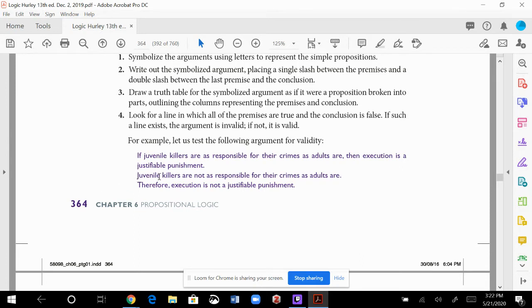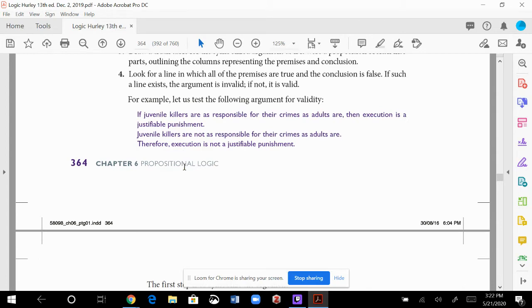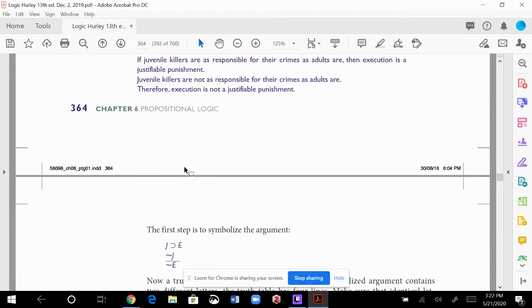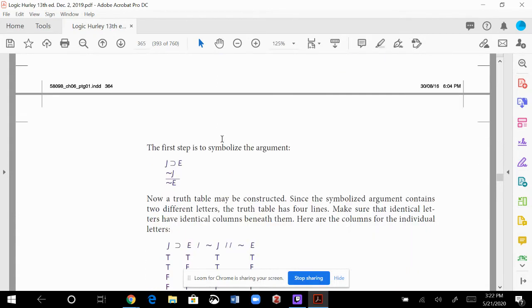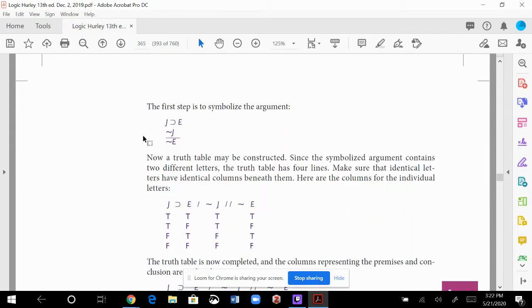And then what about number 2? Juvenile killers are not responsible for the crime. So that's a repeat of the if up here. And then, therefore, execution is not a justifiable punishment. That's a repeat of the consequent up here. So if we were to symbolize that, the first line is J horseshoe E. The second line is not J, juveniles are not as responsible. And then the conclusion, therefore, execution is not justifiable. So this E, we're going to say not E because it has a not, right? So there's our symbolized argument.